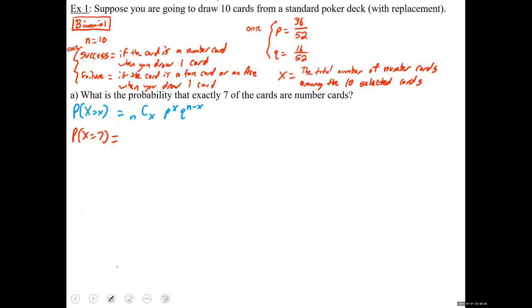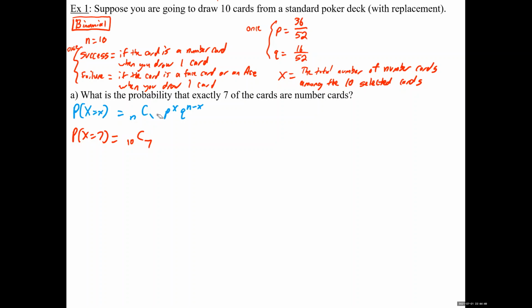For the n, it's up there. It's 10, so you're going to put a little 10. Next to it, you're going to put this capital C, and then little x. Little x here is the number that's here. So in this problem, it's 7, so you're going to put 7 there. We'll talk about the C in a minute. But 10C7.